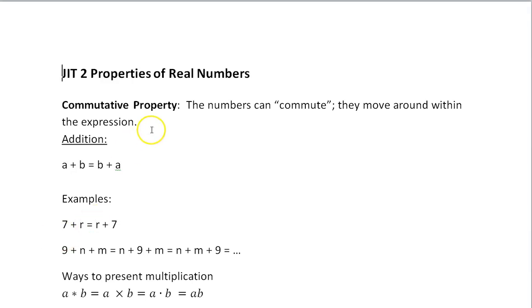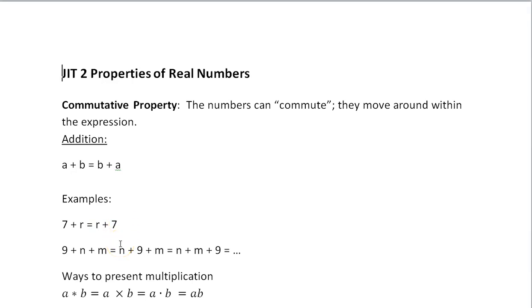So commutative property, the numbers can commute. They can move around within the expression. I mentioned previously that it has to be all addition or all multiplication. You can't mix and match in the middle and then move the things around and expect that it's going to be the same. So here I have my addition, which is A plus B equals B plus A. Here I have an example of 7 plus R equals R plus 7.